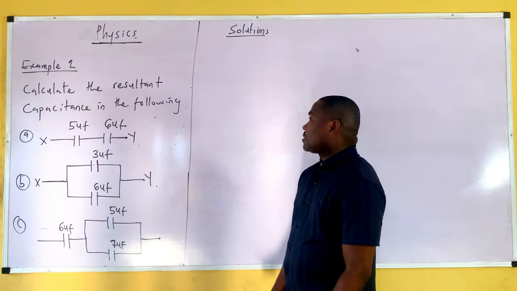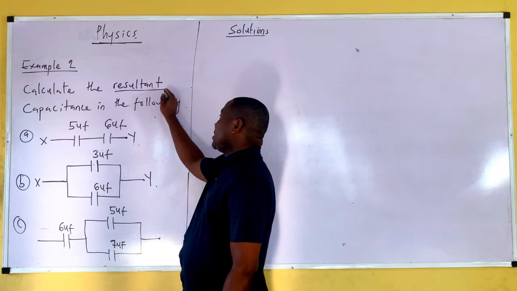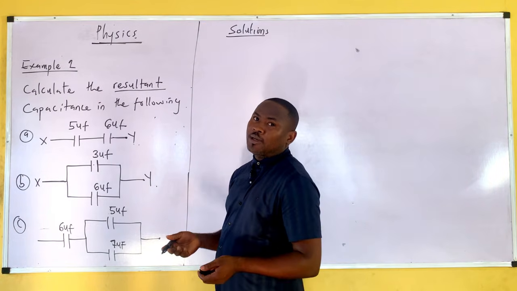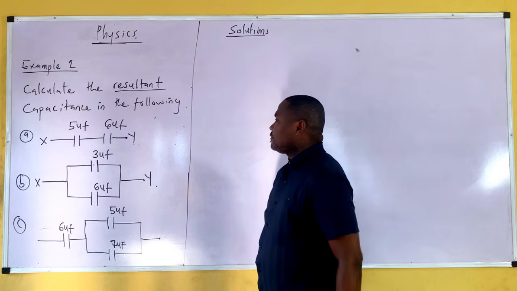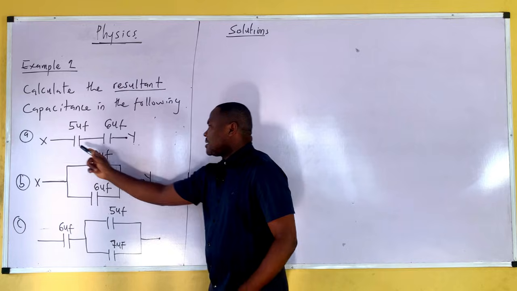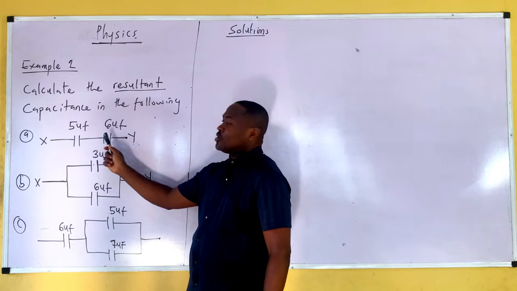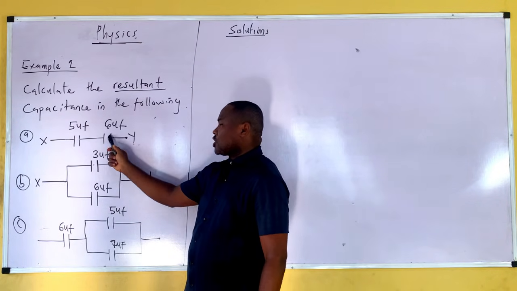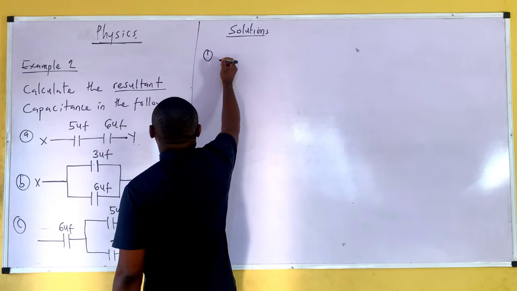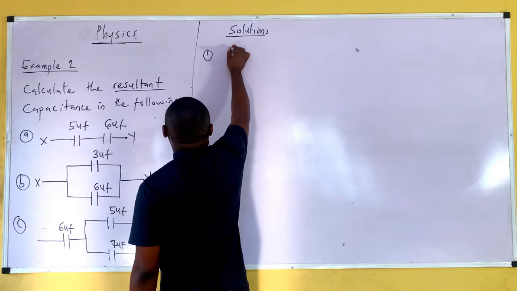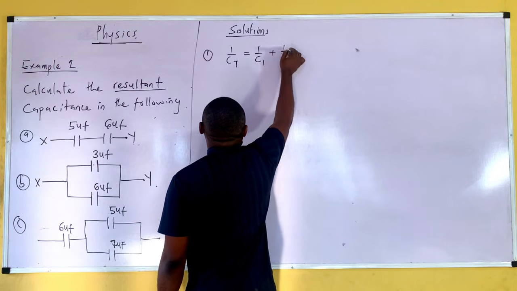So now I'll be showing you a good example of some questions and how they can be solved. Now let's look at example 1. Calculate the resultant capacitance in the following. This word resultant can be total, can be equivalent. Look at example 1. This is a series connection. Whatever is coming in here will come in here. So the charge that is here will still be the charge that will be here. That's a series connection. So for series, we have 1 over C total equals 1 over C1 plus 1 over C2.